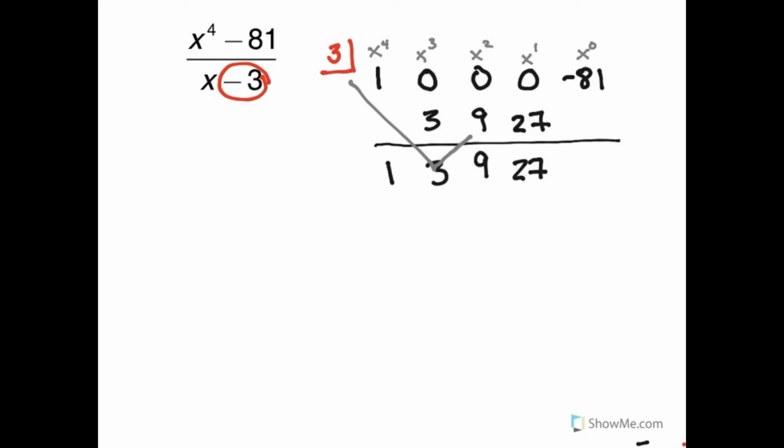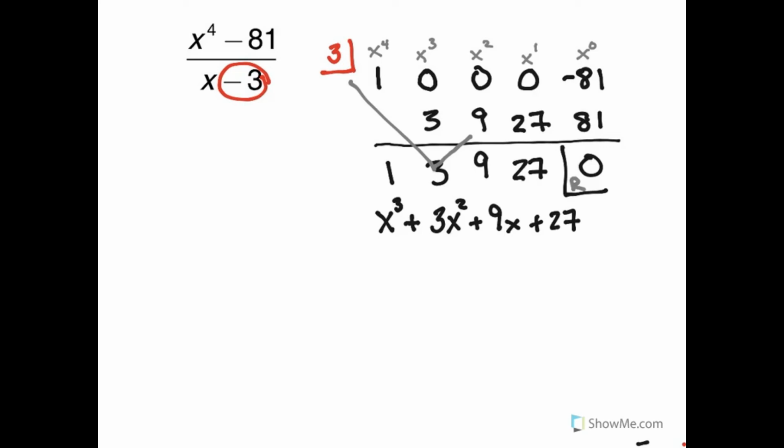And 3 times 27 is 81. And negative 81 plus 81 is 0. Now that last number is the remainder. So I have a remainder of 0 here. Let's interpret the result. I started with an x fourth, so my answer has x third plus 3x squared plus 9x plus 27 and no remainder.